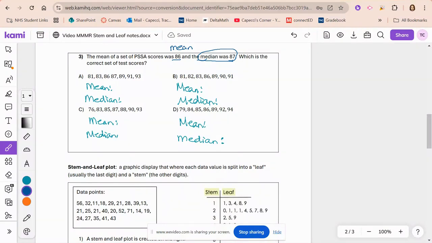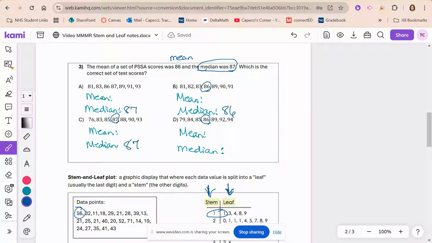If I look at each set of data scores, they're already in order. So in letter A, it looks like 87 is the median. In letter B, it looks like 86 is the median. In C, the median is also 87. Now for letter D, our median, our middle number is 86. Okay, so let's go back and see what they're asking. They're asking for the median of 87. So A is good, C is good, B and D, I can just cross off, and now I don't have to find the mean for those 2.